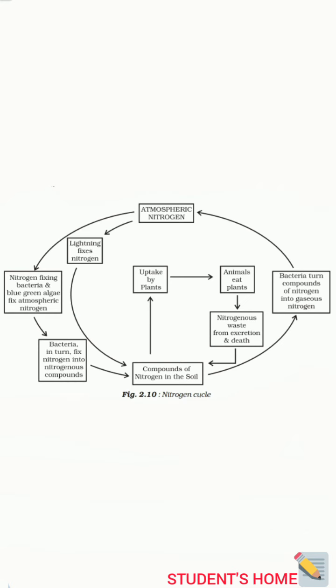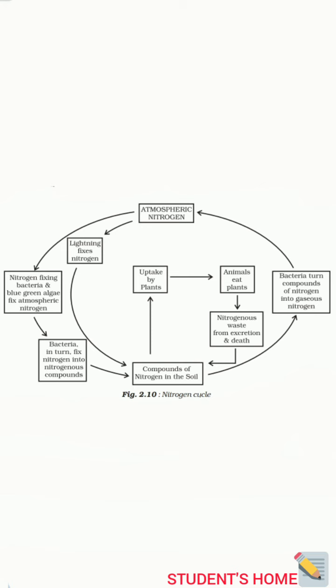Here you can see the nitrogen cycle, class, starting from atmospheric nitrogen. If we start from the middle top, then from the left side it goes in two ways. The fixation can be done by lightning, and it can also be done by bacteria. Then bacteria will turn it into nitrogenous compounds, and that compound will get into the soil, and from the soil it will be taken up by the plants.